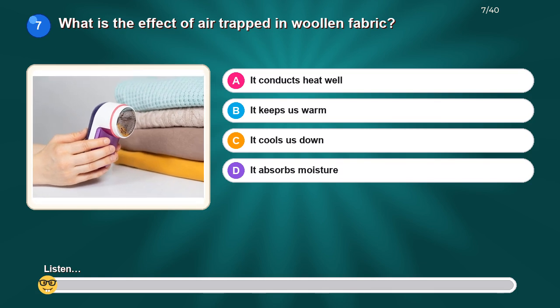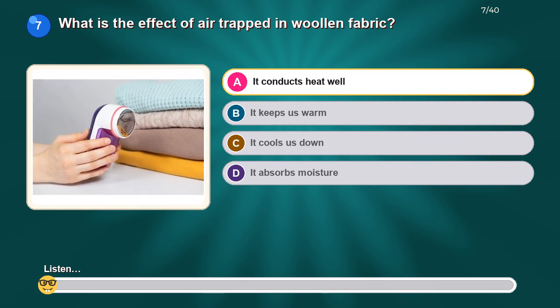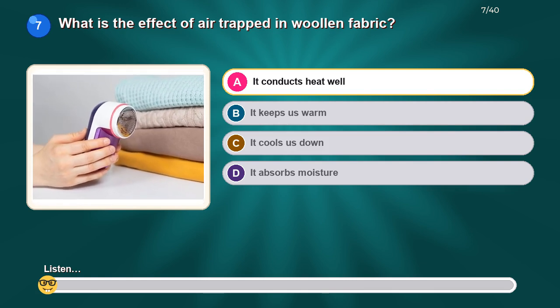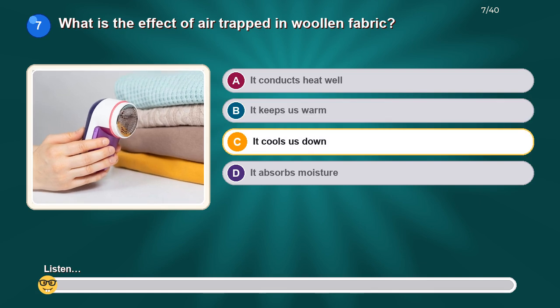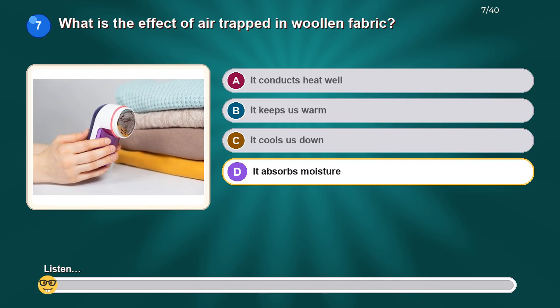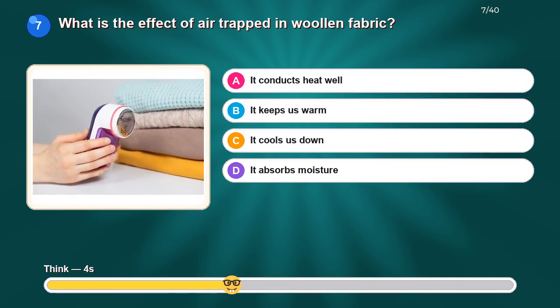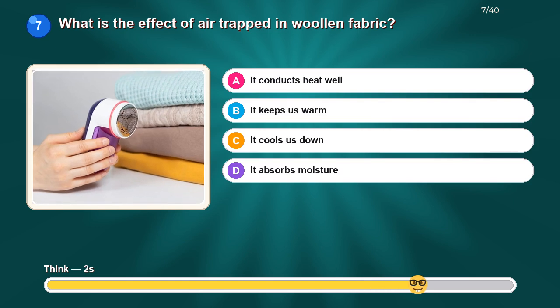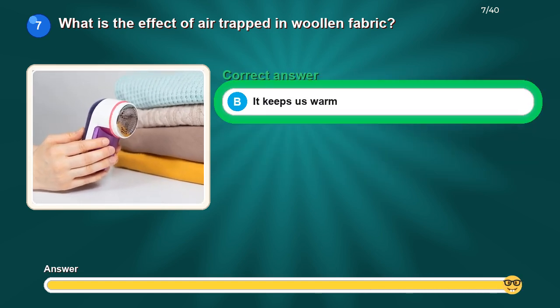What is the effect of air trapped in woolen fabric? Option A, it conducts heat well. Option B, it keeps us warm. Option C, it cools us down. Option D, it absorbs moisture. The correct answer is, it keeps us warm.